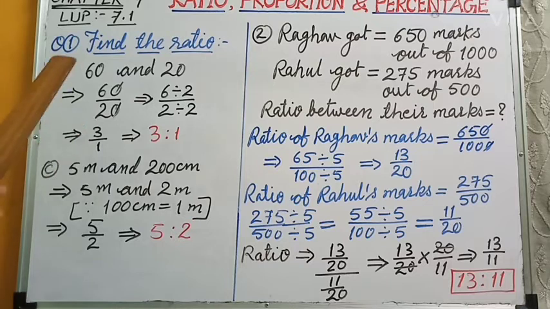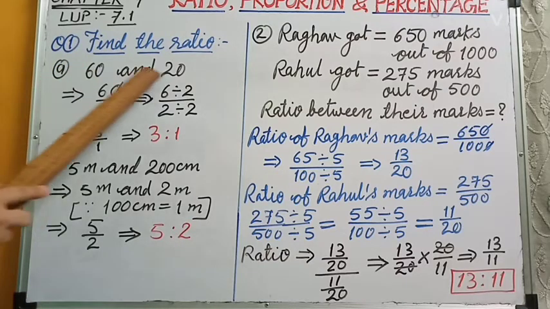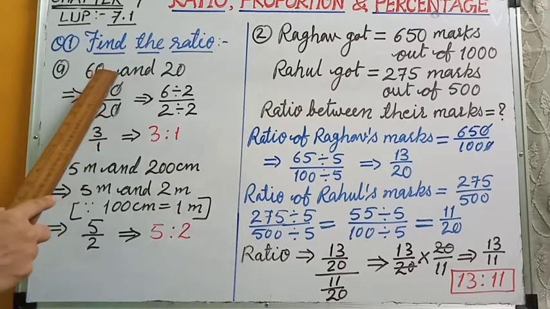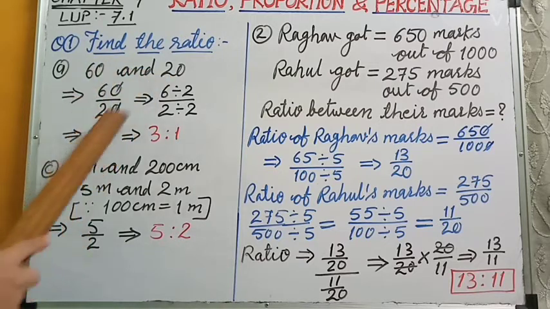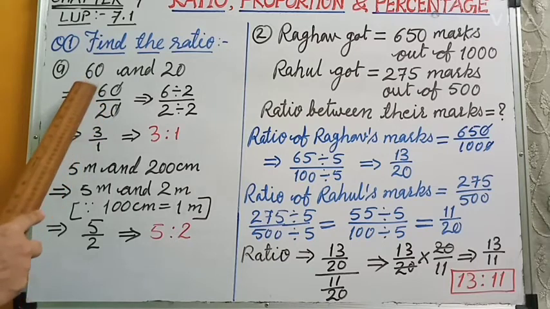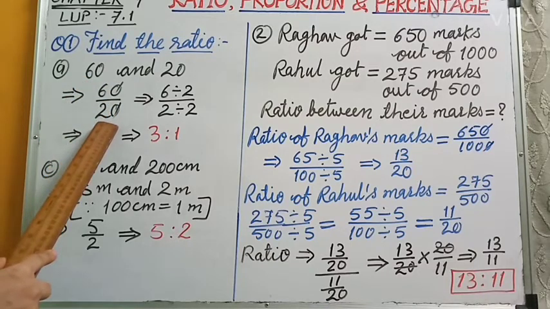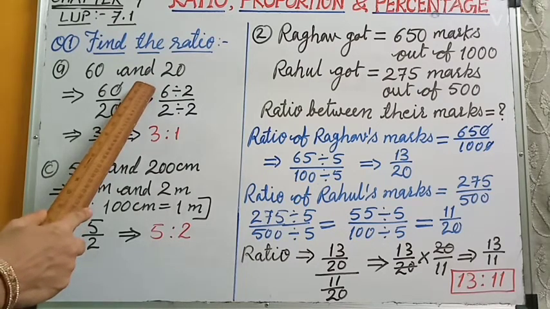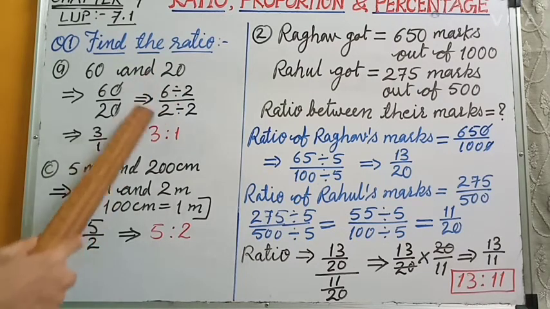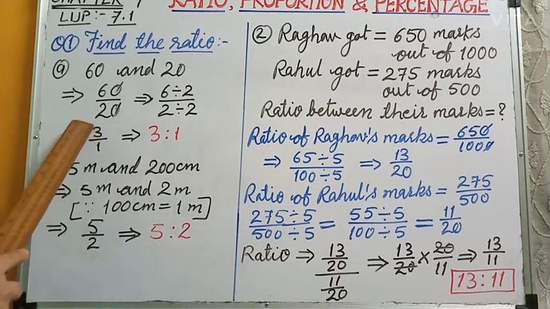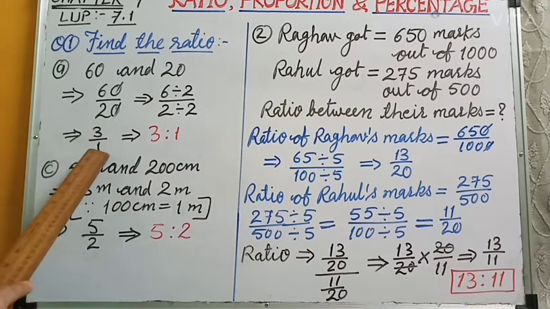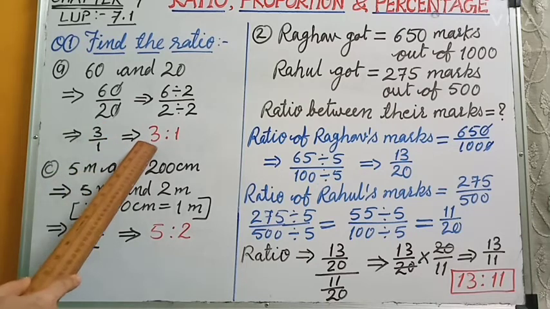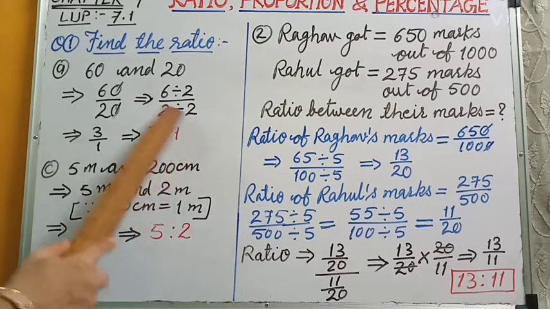So let's start. The first question is 60 and 20. So we know that when we have to find ratio, we can represent them in fraction. So we can write 60 divided by 20. So zeros can be cancelled, and what is left? 6 by 2. When we simplify 6 by 2, we will get 3 by 1. So this is fraction, and we can write in ratio. 3 by 1 can be written as 3:1 in ratio.